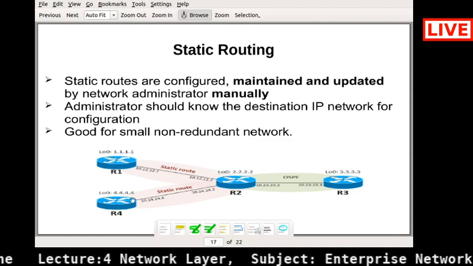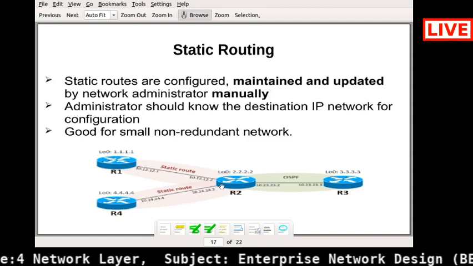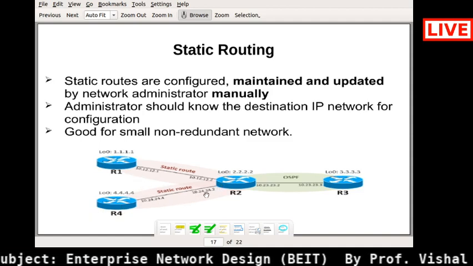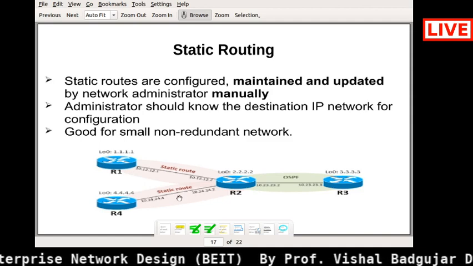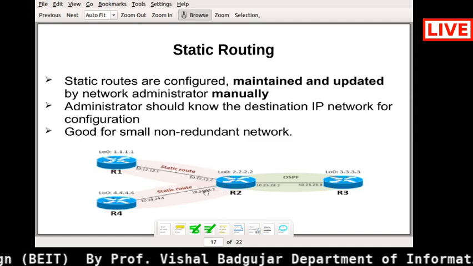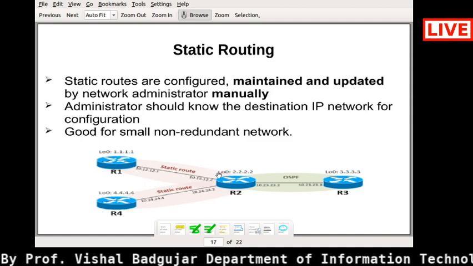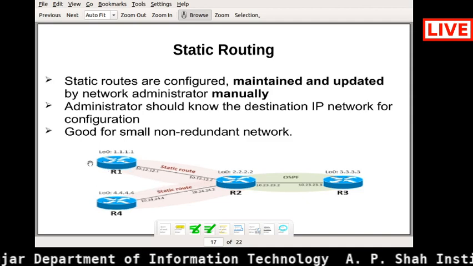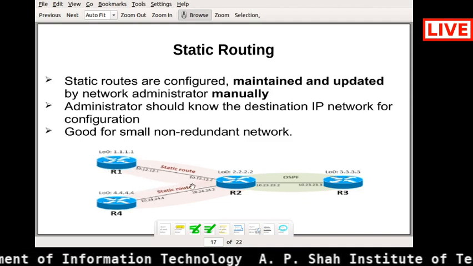Likewise, the same thing happens in this particular scenario with R2 and R4. In all these cases you must know the destination IP address, and after knowing the IP address of the destination, you need to configure it into your routers, and then send the packets.